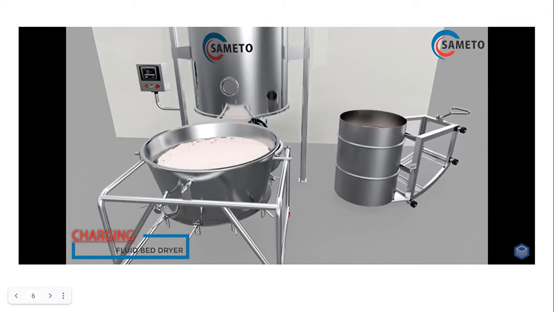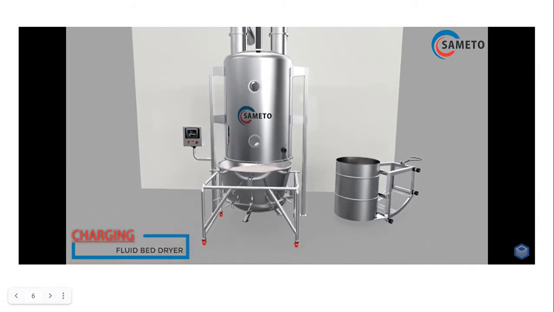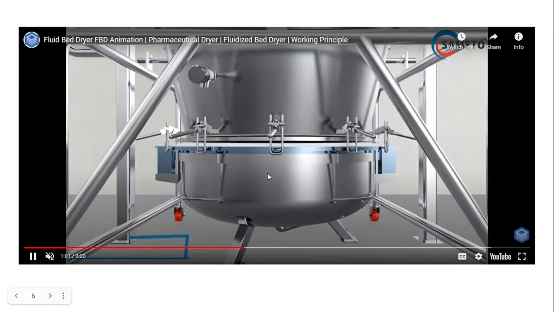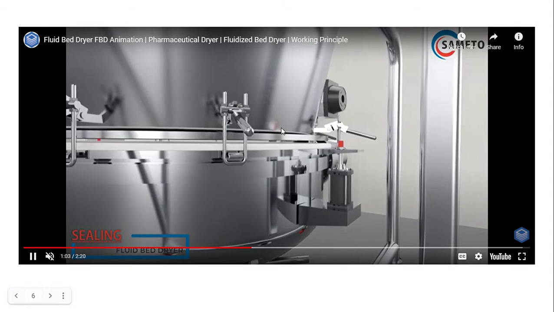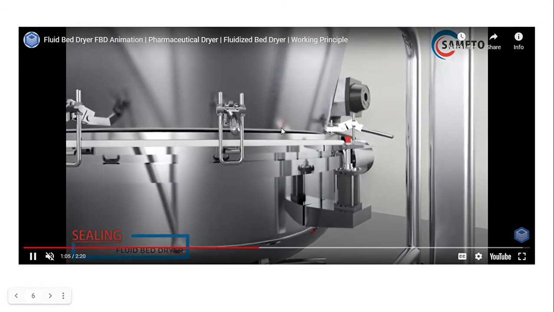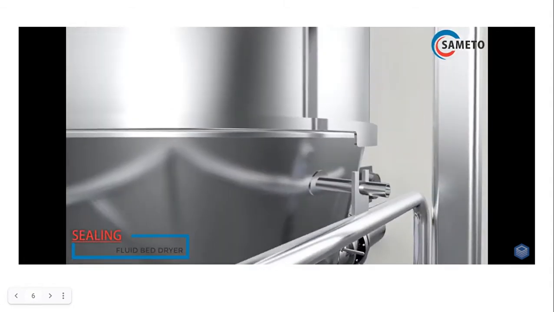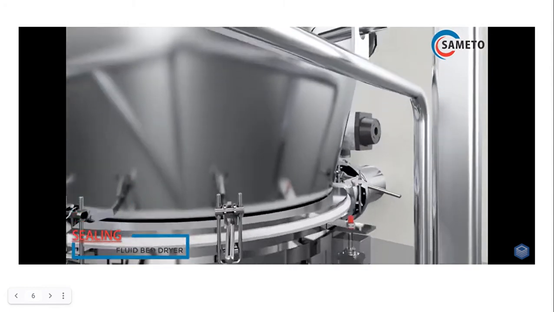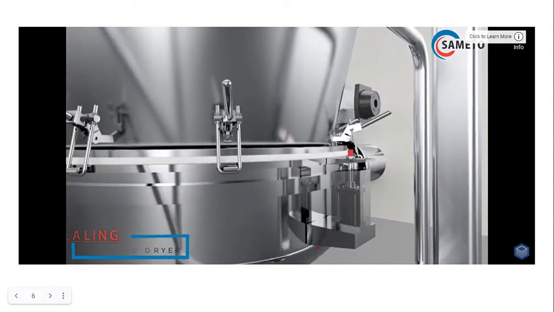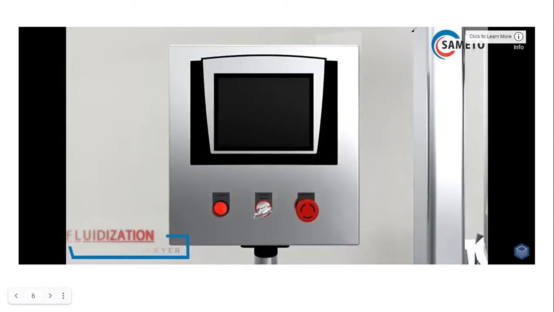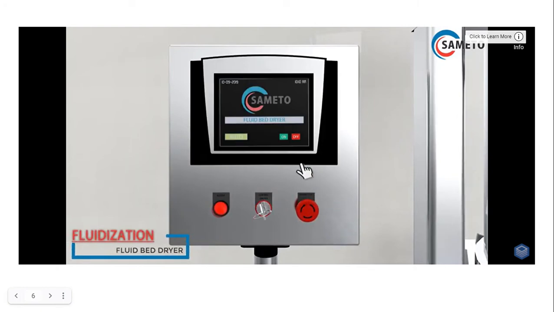Later on, once the charging or the loading has been done, the entire bowl is pushed back, and it is going to be sealed properly with the remaining unit from the top. Okay, because the air is coming with velocity and high temperature, we'll have to seal it properly. Once the proper sealing of this bowl has taken place, then we start the fluidized bed dryer. Once you start the fluidized bed dryer, what will happen?